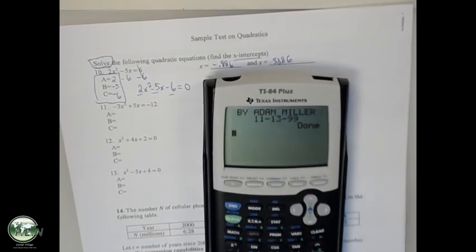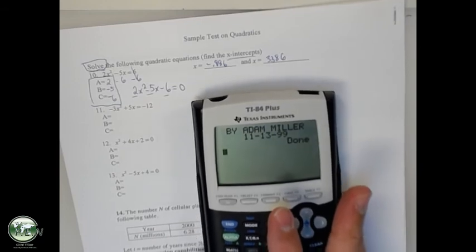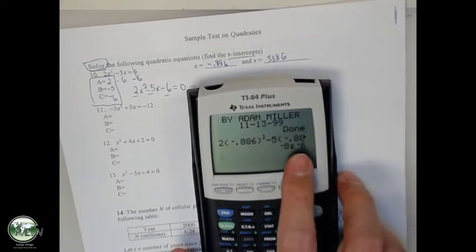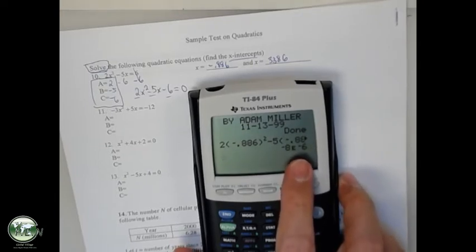I want to show you, if I put in that negative 0.886. So I'm going to take 2 times negative 0.886 squared, subtract 5 times negative 0.886, minus 6. So I plugged it into the quadratic. I hit enter. Oh, does that look like 0? It's a good thing it didn't. It doesn't look like 0, does it? But I'm going to show you that this is a calculator's way of saying 0.